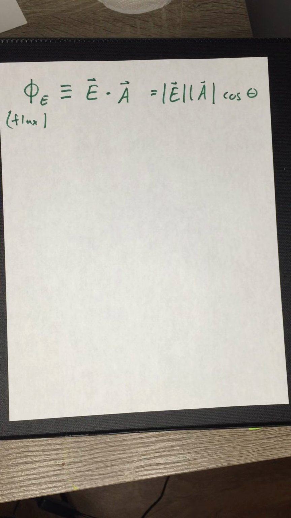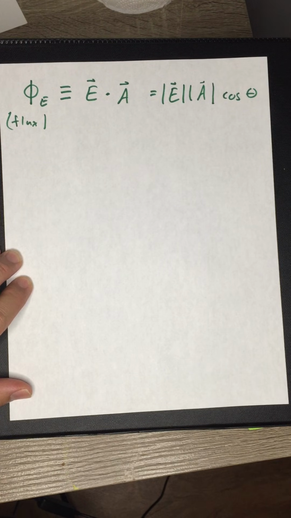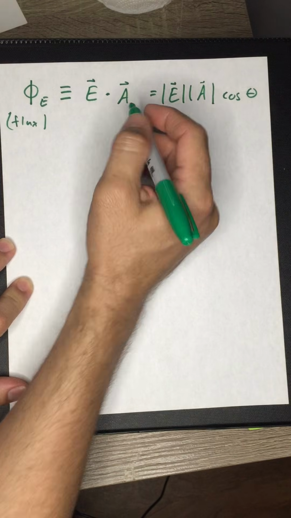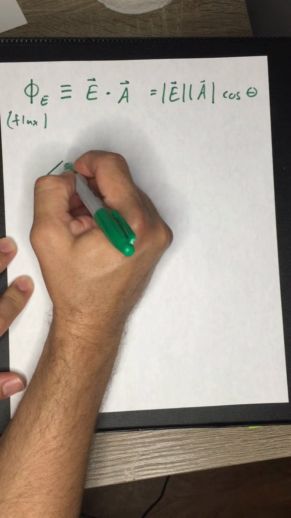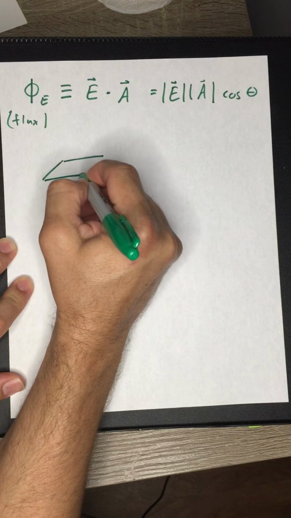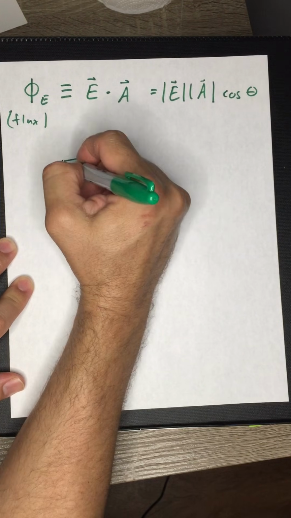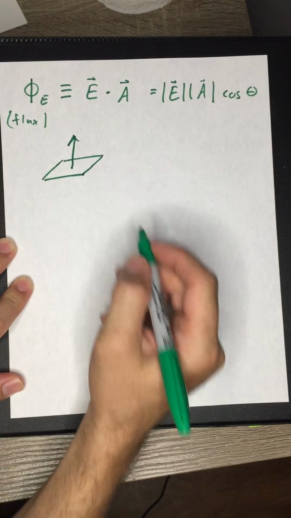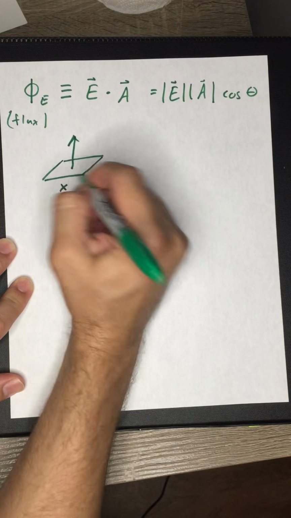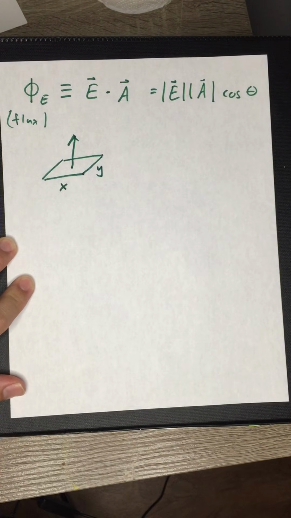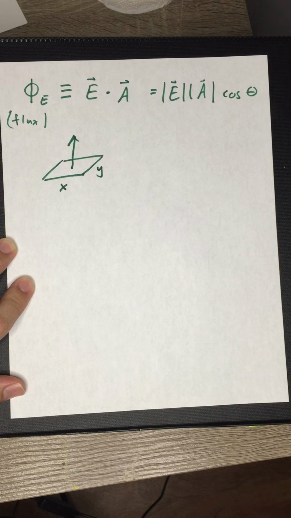We are going to have to integrate over certain areas. And so let me remind you of something I alluded to a few videos back. I can take this area, where the area vector A, and I'm going to say that this is some x and this is some y. Sure, it could be z, it could be whatever.